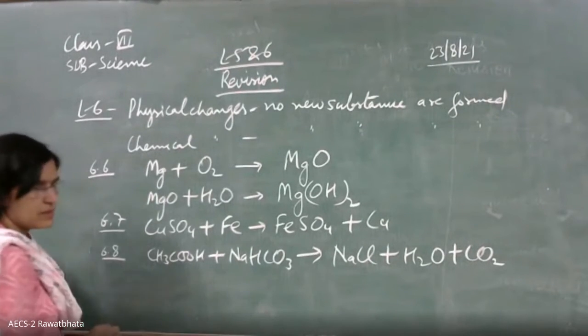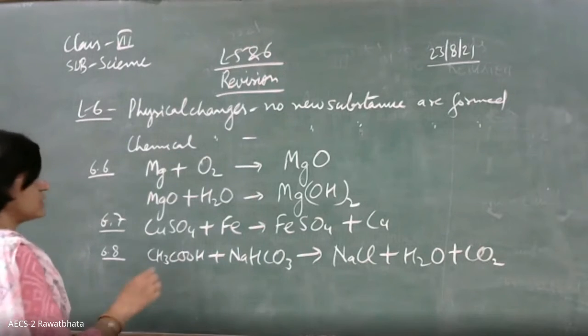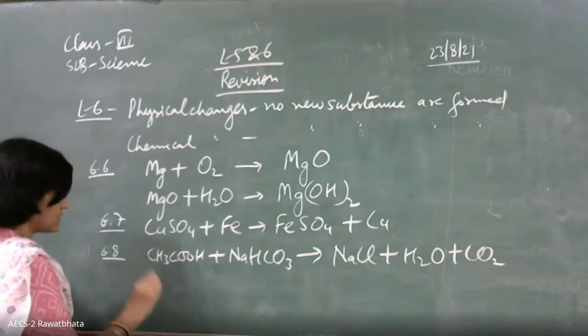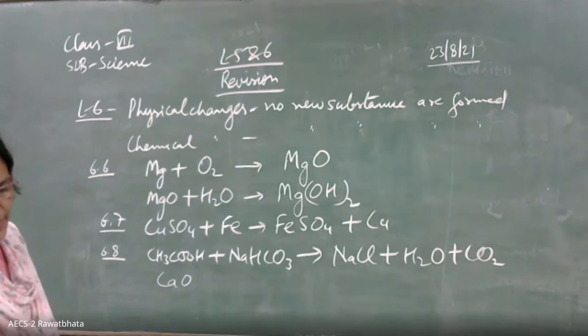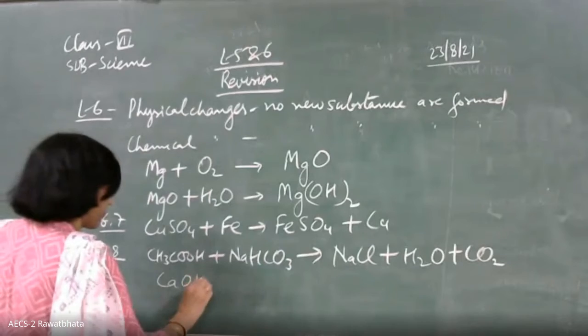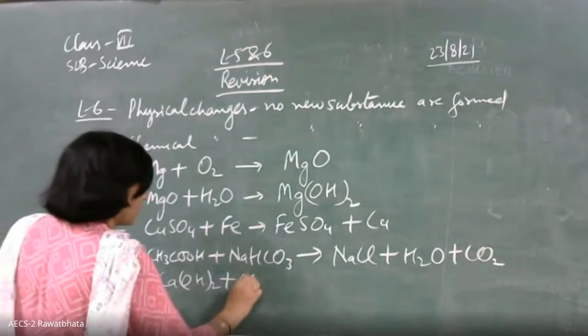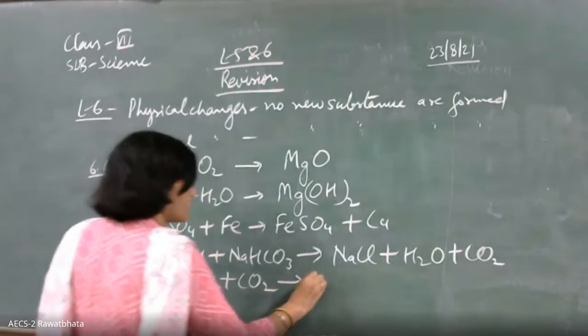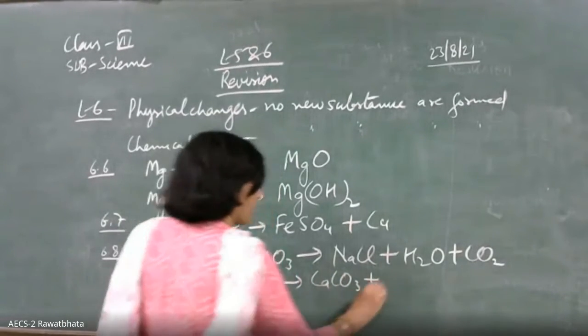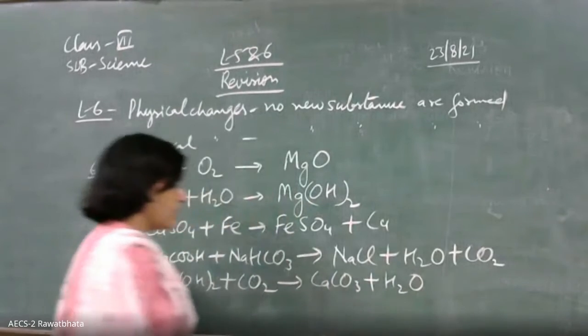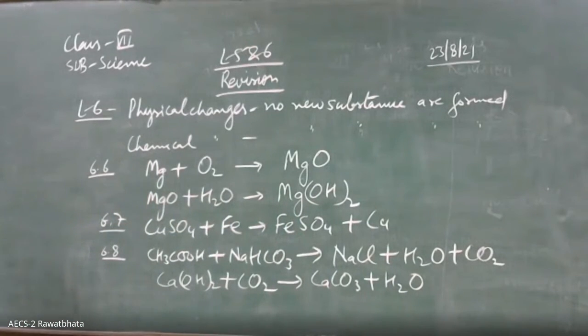Carbon dioxide and the lime water. Lime water is this only, Ca(OH)2. Ca(OH)2. And when we pass carbon dioxide through this lime water, it forms a chalk-like substance, calcium carbonate, plus water. This equation actually proves that CO2, carbon dioxide, turns lime water milky.